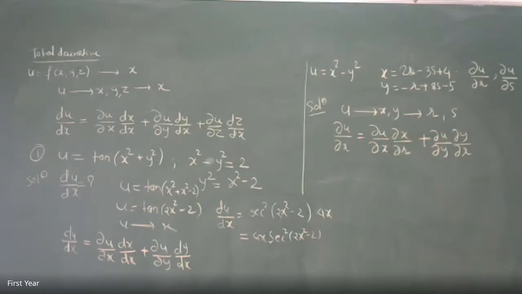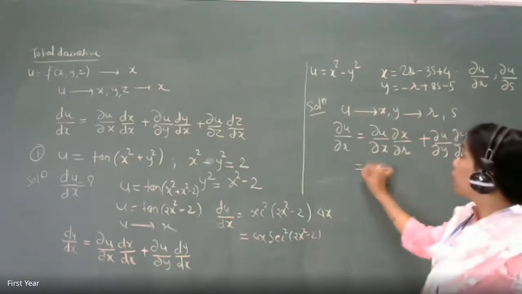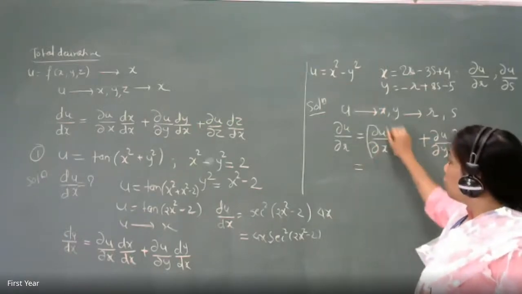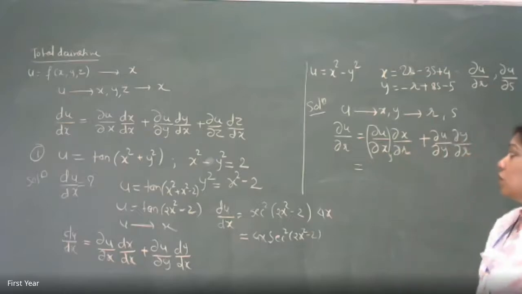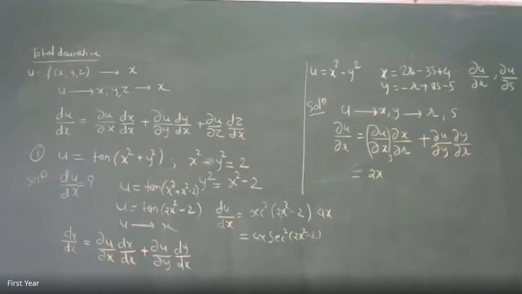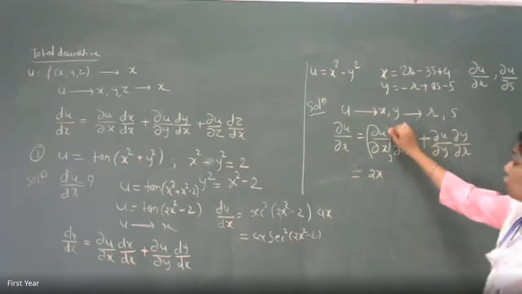Now u with respect to x. So what's the derivative of u with respect to x? This is the function u which relates x and y. When you are differentiating u with respect to x, y is constant. So what will be your derivative with respect to x? Isn't it? And what's the derivative of x with respect to r?